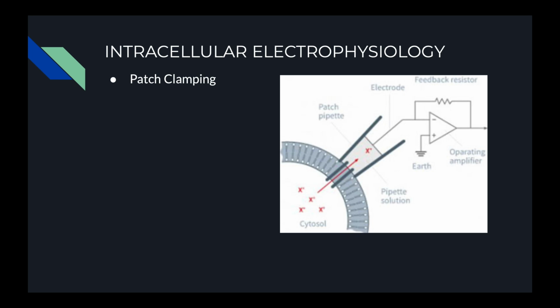Patch clamping isolates this membrane patch and allows for analysis of cell membranes, how the membrane responds to changes, and how it differs between cell types.